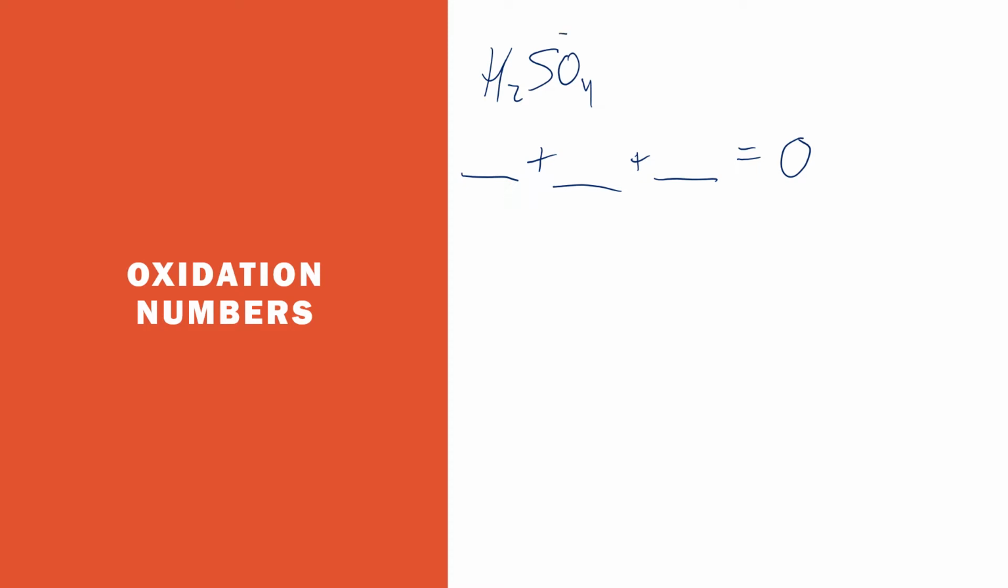Oxygen in compounds is always -2 for its oxidation state, unless it's hydrogen peroxide. So oxygen overall, because there's 4 of them, has a -8. Hydrogen is always +1 in a compound, unless it's in a metal hydride. And because there's 2 hydrogens in that compound, it winds up having a +2 charge. So in order to get this to add up to 0, the sulfur therefore must be +6 oxidation state. And remember, we always write the sign first and then the number for oxidation number.